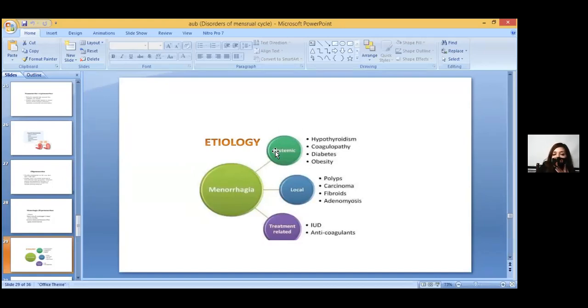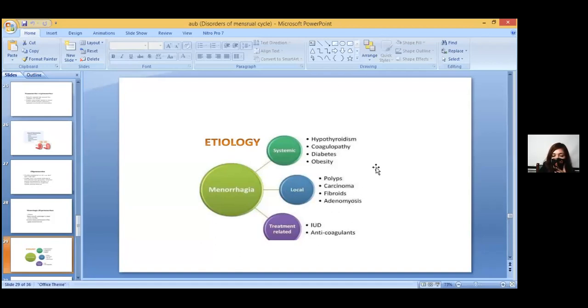Systemic causes का मतलब कोई ऐसी disease जो कि पूरी body पे effect कर रही है, ठीक है? Like hypothyroidism, thyroid is not working properly. Patient is on some anticoagulant therapy, or the patient has some coagulopathy, okay, or diabetes, or obesity. These are the systemic causes of the menorrhagia.